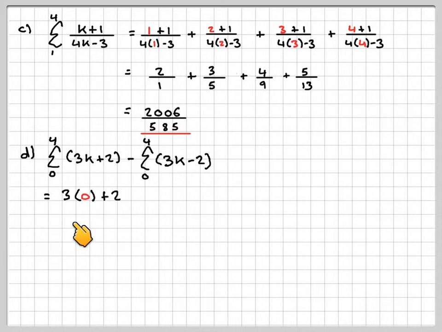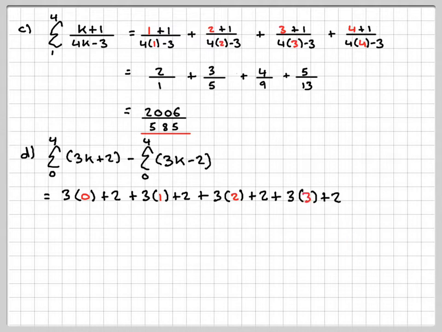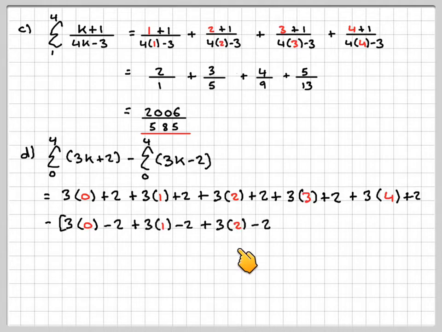Part D, we have the sum from 0 to 4 of 3k plus 2, minus the sum from 0 to 4 of 3k minus 2. So doing the first one, we get 3 times 0 plus 2, because we're starting at 0 this time. 3 times 1 plus 2, 3 times 2 plus 2, 3 times 3 plus 2, plus 3 times 4 plus 2. And then we minus in brackets, make sure you put the bracket in, because it's going to be minus all of it. 3 times 0 minus 2, 3 times 1 minus 2, 3 times 2 minus 2, 3 times 3 minus 2, plus 3 times 4 minus 2.